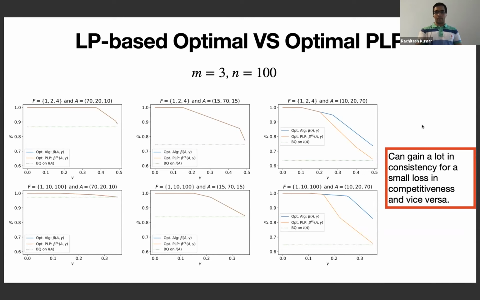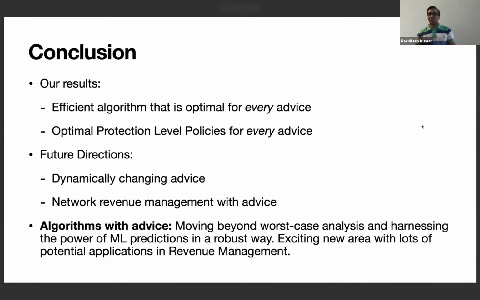robustness. In conclusion, we gave an efficient algorithm that is optimal for every single advice. This is stronger than some of the previous works that only try to do it in the worst case over advice. We gave an efficient greedy algorithm that computes the optimal protection level policy for every advice.